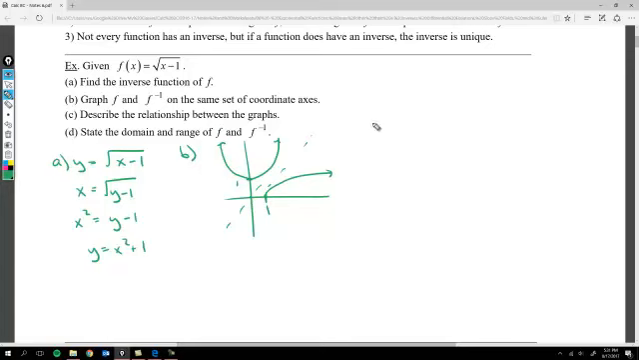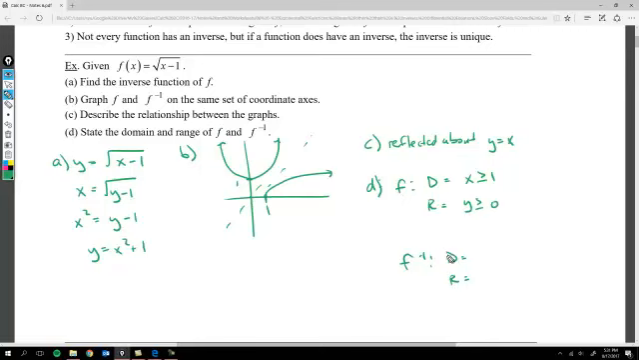Now we're going to describe the relationship. We already talked about that. It's reflected about the line y equals x. Last thing, we have to state the domain and range of both of them. That's not bad. So for my original function and then for my inverse function, I'll make that distinction here. For my original function, my domain is everything after 1, including 1. My range is everything greater than 0, including 0.